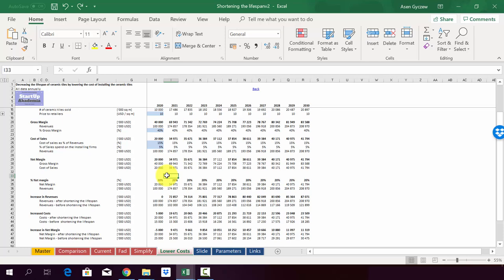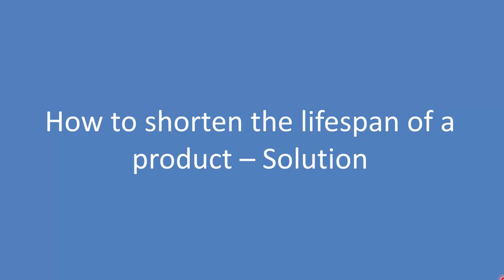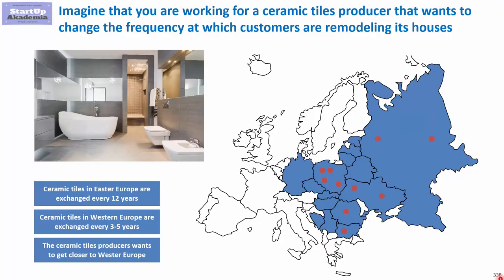And now we will move on to the PowerPoint where I will show you how to present the results of this analysis. How to show the lifespan of a product solution in PowerPoint. So we did all the calculations in Excel. Now let's have a look how we can present it in PowerPoint. So just as a reminder, you're working for a ceramic tiles producer that wants to change the frequency at which customers are remodeling their houses.